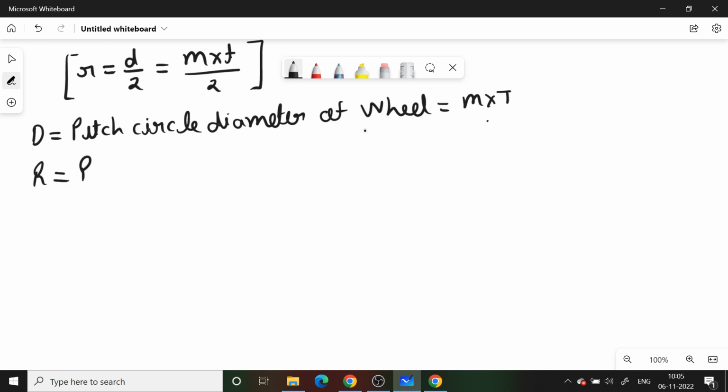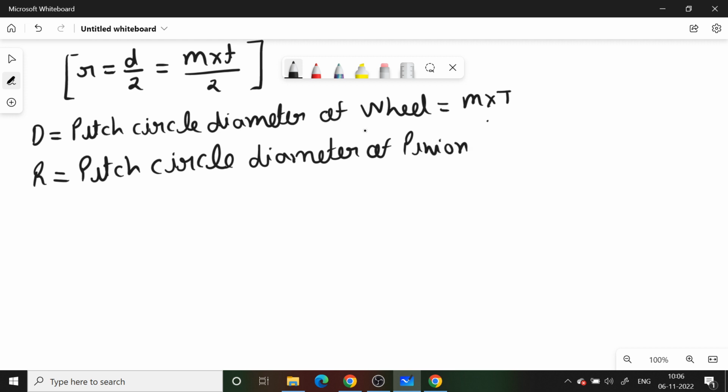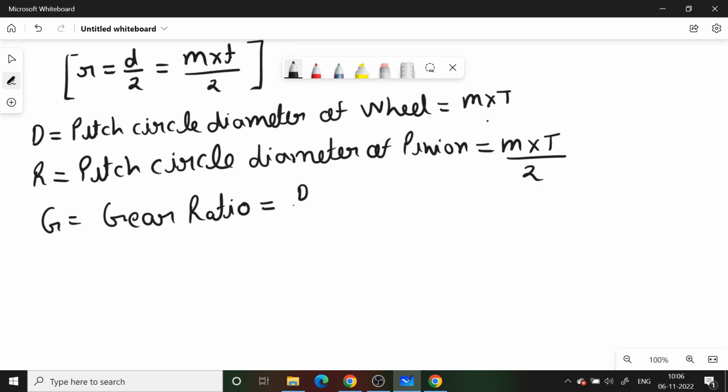If capital R is the pitch circle radius of wheel, it is equal to small m into capital T divided by 2. Capital G is the gear ratio, and it will be equal to capital D by small d, or capital R upon small r, or number of teeth on wheel divided by number of teeth on pinion. Phi is the pressure angle.